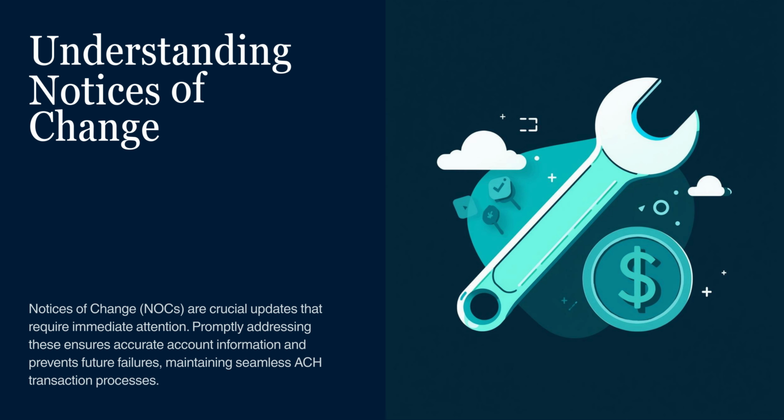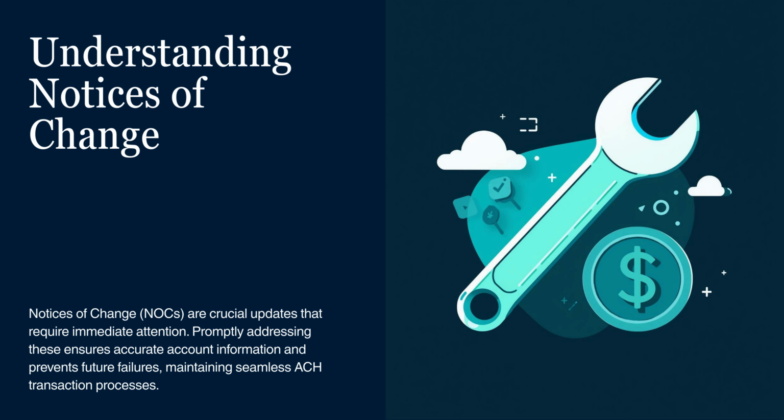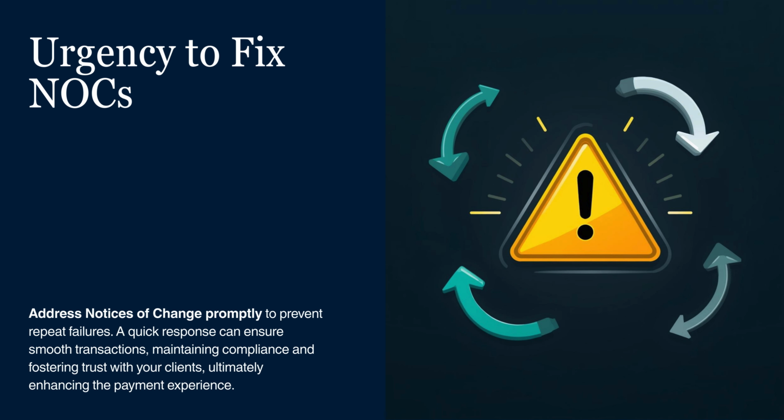A notice of change tells you something about the account information needs to be corrected, like an updated account number or routing number. NOCs are not optional. If you ignore them, you create repeat failures. An NOC is a warning shot. It's the network telling you, this will fail next time if you don't update your records. Strong originators treat NOCs as required maintenance, not suggestions.